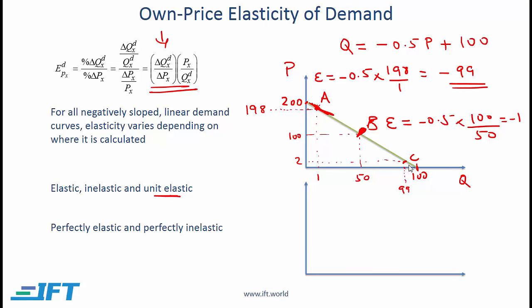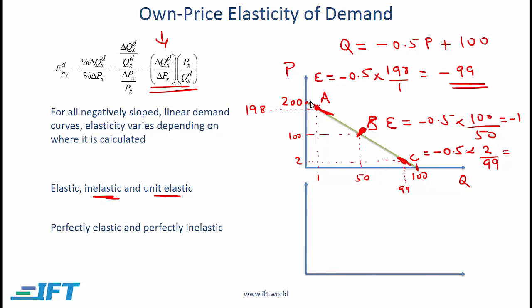And then what about point C? Here we'll have minus 0.5 multiplied by price over quantity. Price is 2, quantity is 99. So you'll notice that this is a very small number. So a percentage change in price has a very low impact on the percentage change in quantity. Therefore, this part is called our inelastic part.